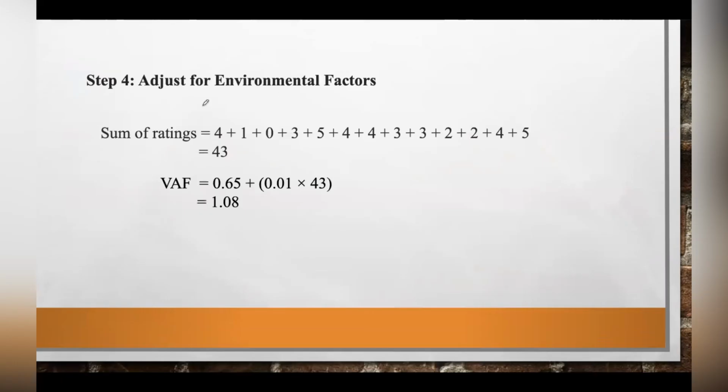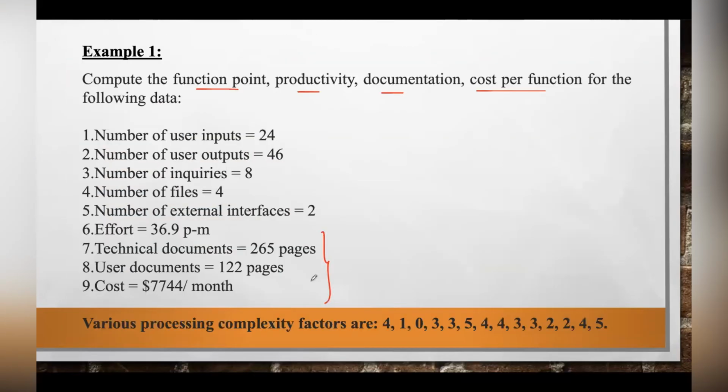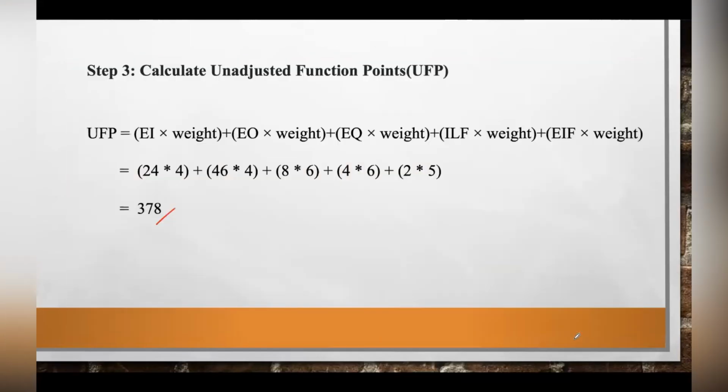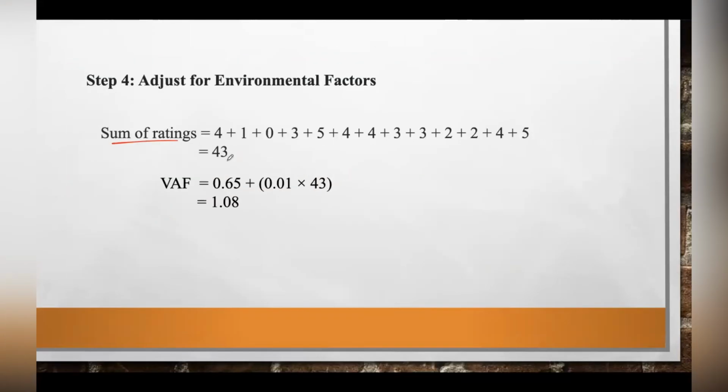And in step 4, adjust for environmental factors. So here we have sum of ratings. So in our question, we got some ratings like this factor. So you need to add all of them to get the sum of ratings value, which we got as 43. Next, this VAF is a value adjustment factor. So substitute this value in the formula: 0.65 plus 0.01 into sum of ratings. So from this we got value adjustment factor as 1.08.